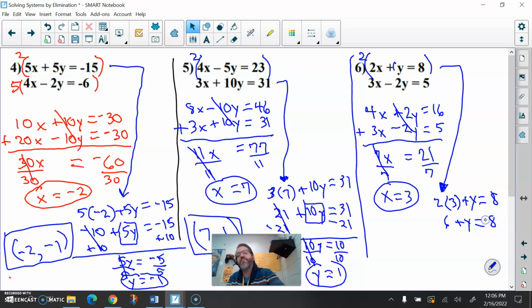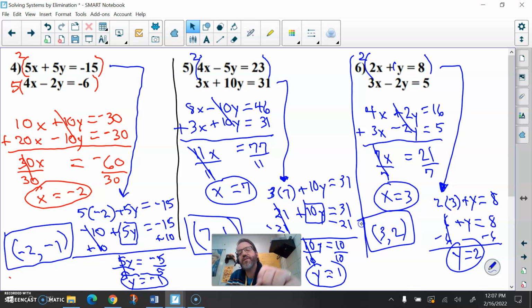You might be a step ahead of me here. You might already know the answer. Last step, we just subtract 6 here and here. Zing, y equals 2. Boom. We have our x, we have our y. So x is 3, y is 2. Let's write that as an ordered pair. Okay? And that's it. 3, 2 is our solution to that system.